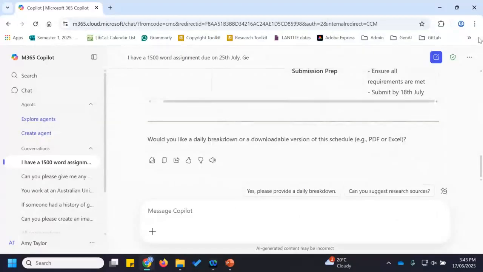Want another one? I've noticed in the last couple of months, it started giving me like a question back, which it never used to. So would you like a daily breakdown or a downloadable version of this schedule? So the last maybe 2 or 3 months, start of the year, it wasn't asking me questions back. So it's becoming more conversational, which is interesting.